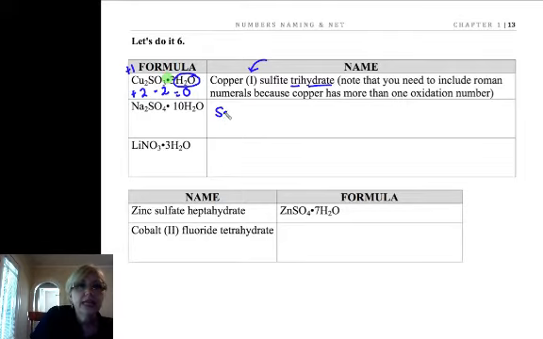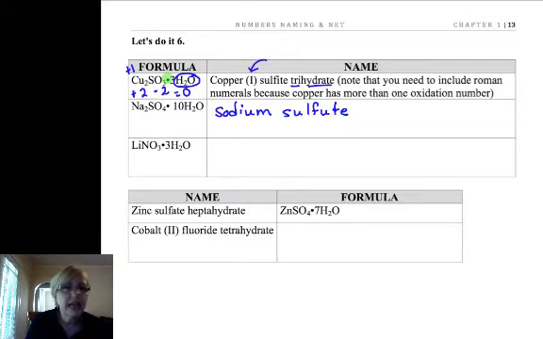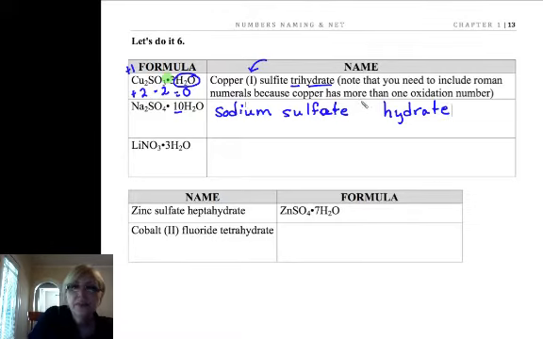Now sodium only has 1 oxidation number. It's group 1, it's always +1, so there's no need for Roman numerals. Before you walk away from naming an ionic substance, you may want to double check that. Just ask yourself, do I need Roman numerals? Now, this is sodium sulfate, but I have 10 waters. So I use the word hydrate to tell me that I have waters bound to it, and the prefix for 10 is deca. So it's sodium sulfate decahydrate.